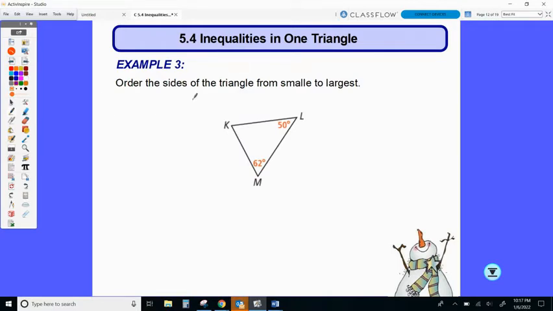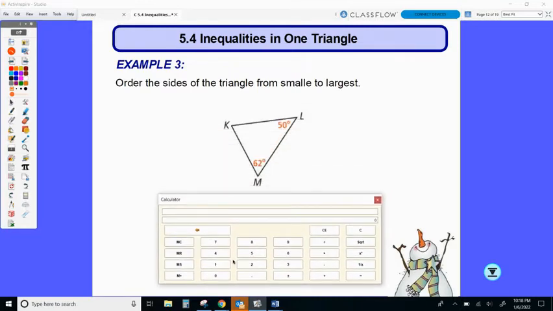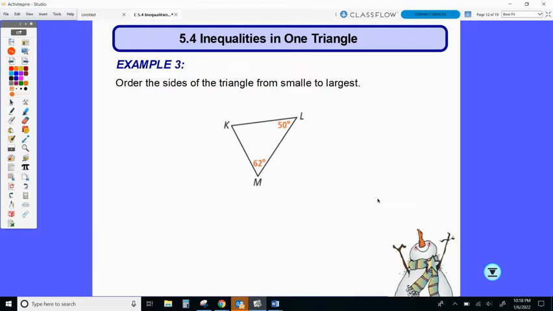Order the sides of the triangle from smallest to largest. It's just the same thing with our triangle. So the first thing I want to do is find out what that third angle is. If we take our triangle sum, 180, and subtract 62 and subtract 50, that leaves us with 68. So this third angle over here is 68 degrees.